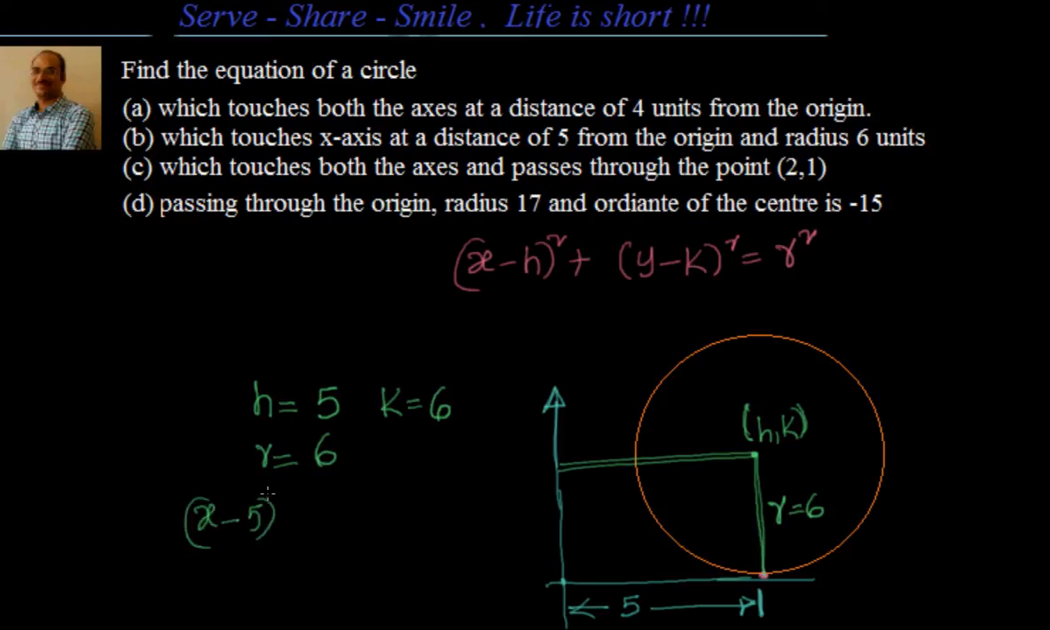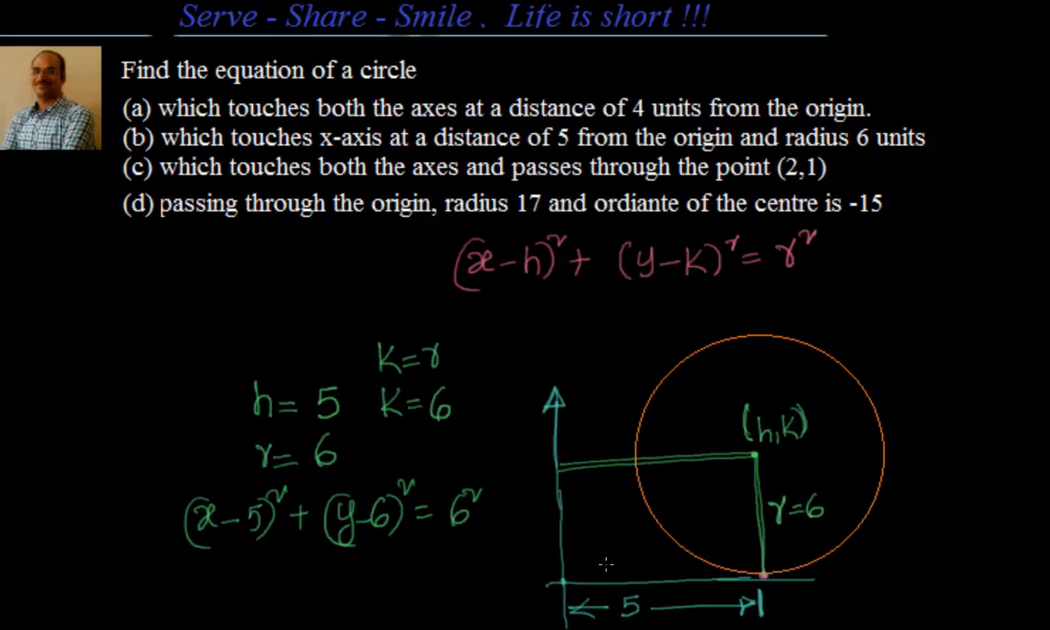x minus 5 whole square plus y minus 6 whole square equal to 6 square. So this is the scenario where it is touching the x-axis, that means k equal to r. Similarly, if you remember, if the circle is touching the y-axis, then h equal to r. That is another scenario which you can also try.